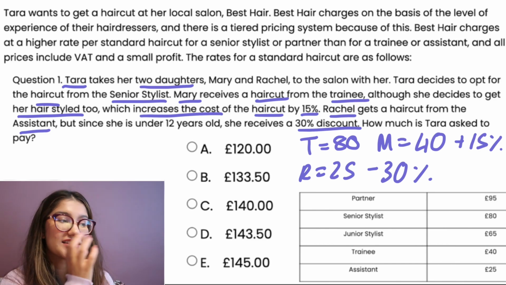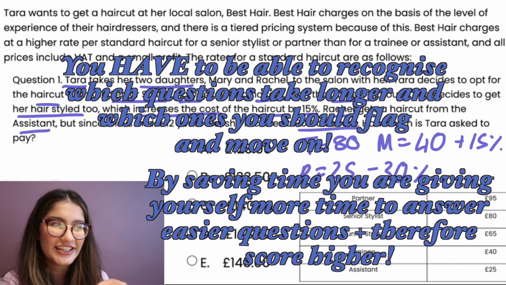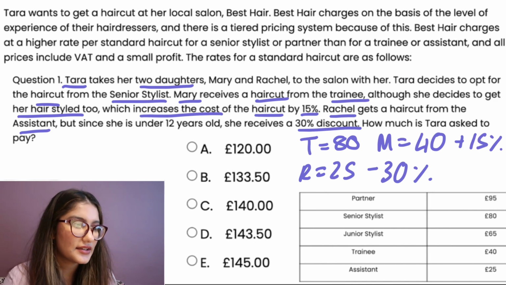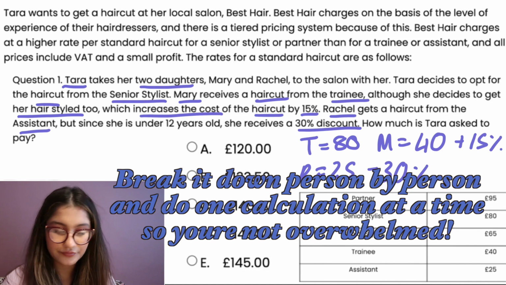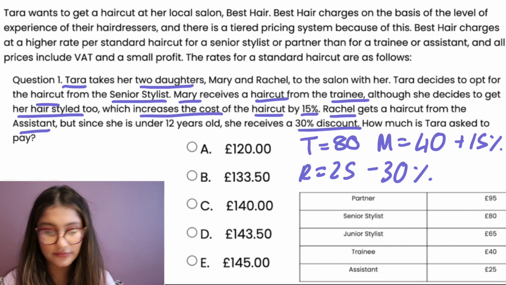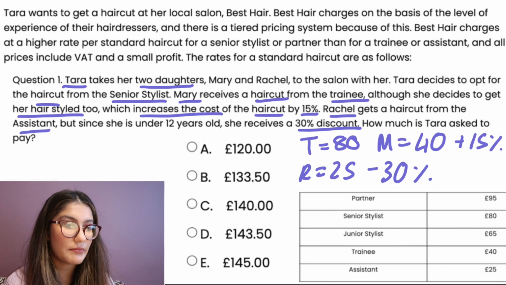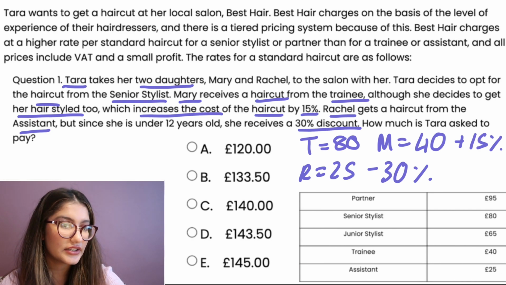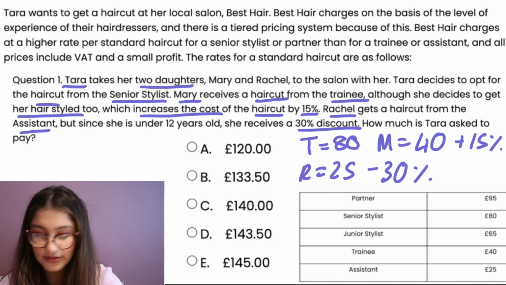Now this question has a lot of steps in it, a lot more percent change questions and stuff like that. So I actually recommend not even doing this question, but because we have to, let's first of all, so what we have to do is Tara gets a senior stylist, so hers is £80. Let's write that down. Okay, so £80, and then we know that her daughter Mary had a trainee, so that's £40, and she got her hair styled too, which increases the cost by 15%.